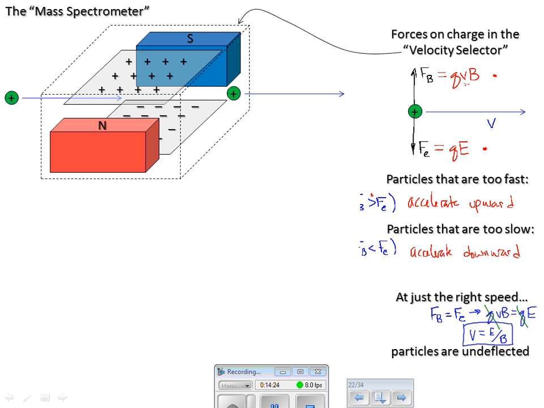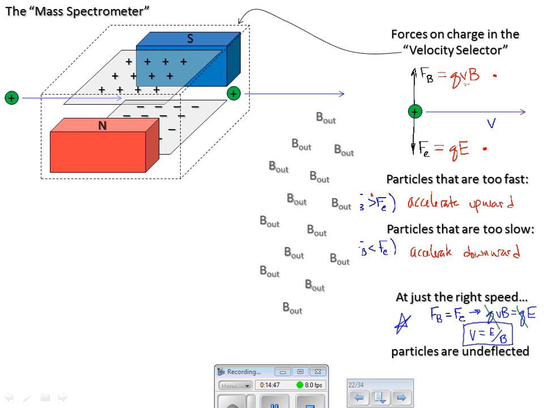That's a pretty darn popular question to talk about on AP exams. So that's one you want to definitely have in your bag of tricks. Okay, so the nice thing about this again is that when particles come out of this velocity selector, we know exactly how fast they're going.